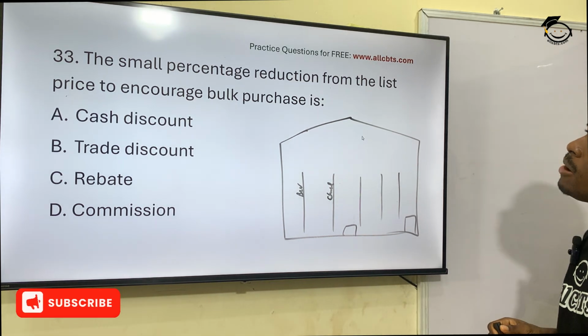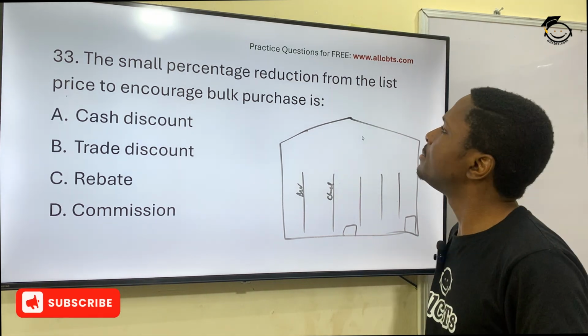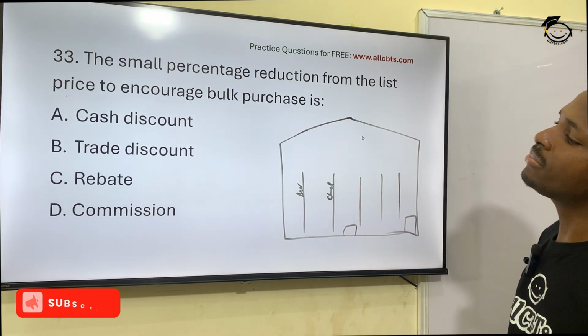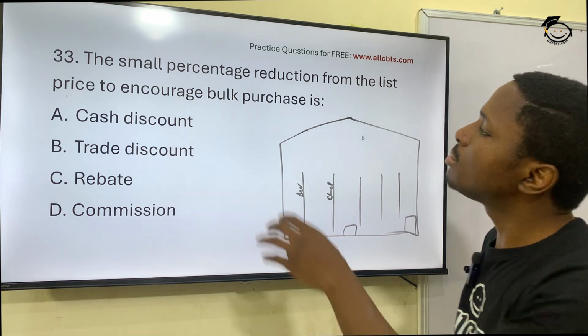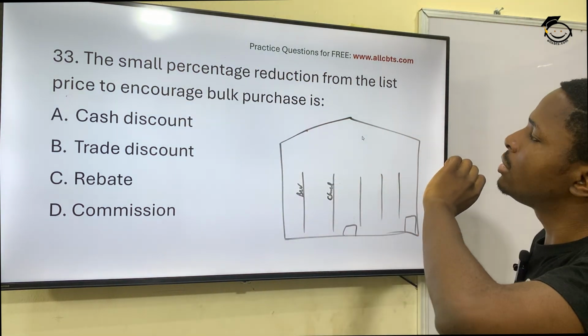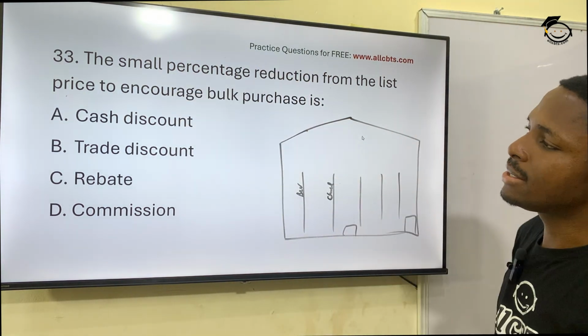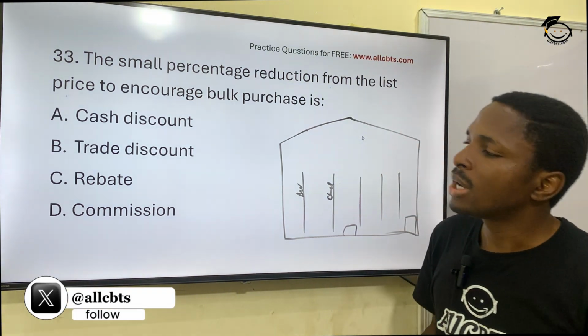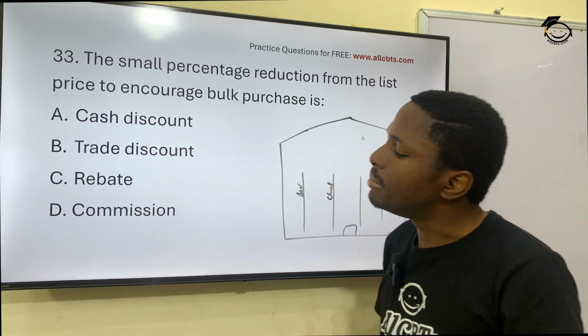33. The small percentage reduction from the list price to encourage bulk purchase is what? The small percentage reduction from the listing price to encourage bulk purchase is what? Cash discount, trade discount, rebate, commission.